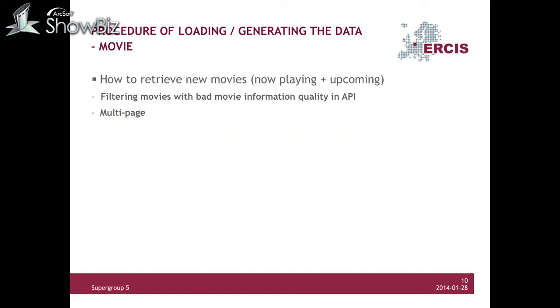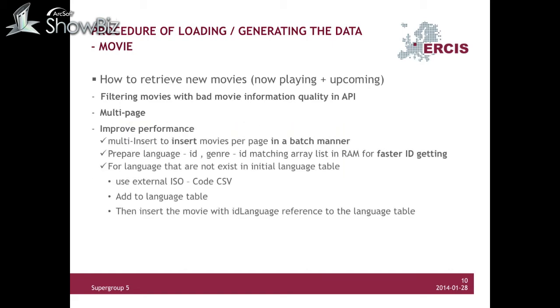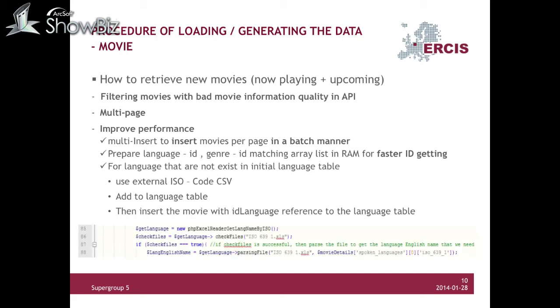Afterwards, in order to improve the performance, we also made some slight optimization of the code. Firstly, we decided to submit multiple SQL insert statements of movies per page in a batch manner in order to reduce the number of times to establish MySQL connections, which is quite time-consuming to do for every single statement. Secondly, we decided to prepare the matching array list of language name ID and genre name ID in RAM beforehand in order to get ID values faster.